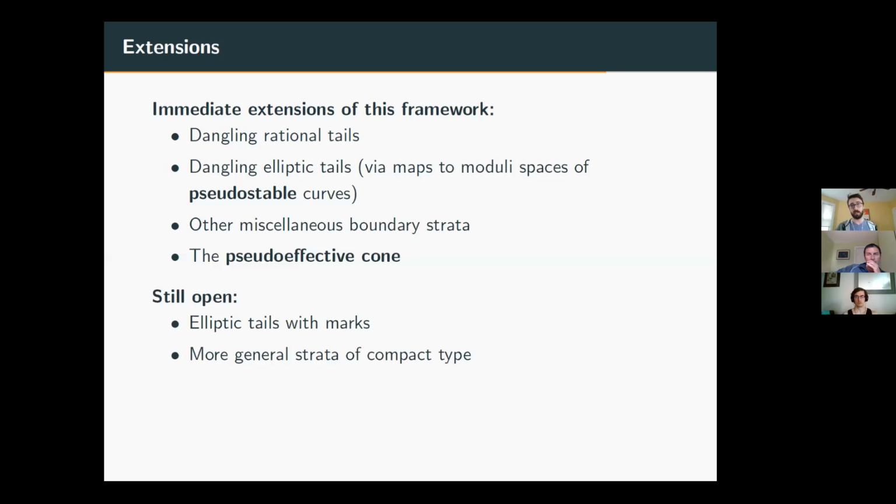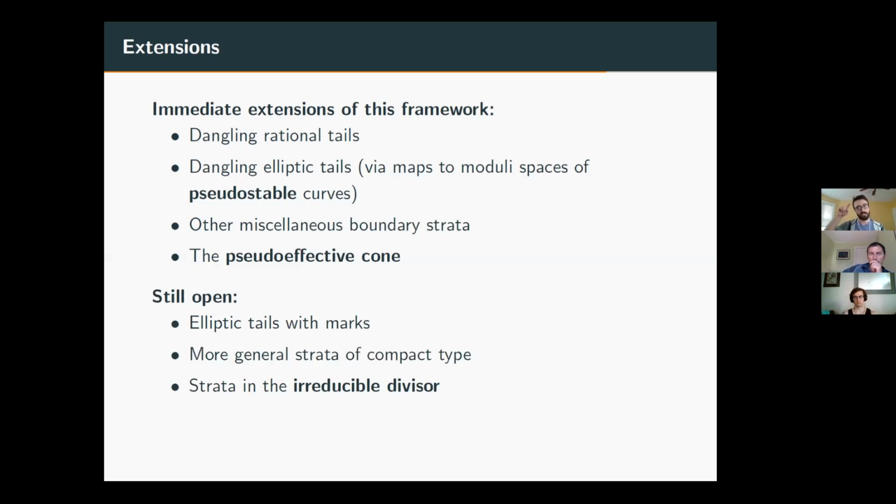More general strata of compact type. If I have genus 2, genus 1, genus 1 with marks randomly, I can't do anything about that. We need something that has a positive index type thing. Strata in the irreducible divisor.